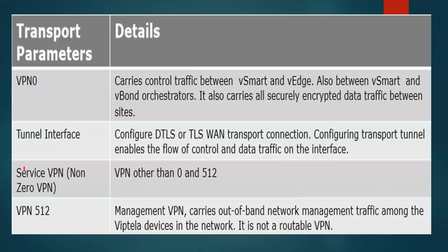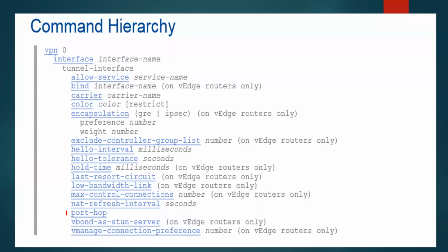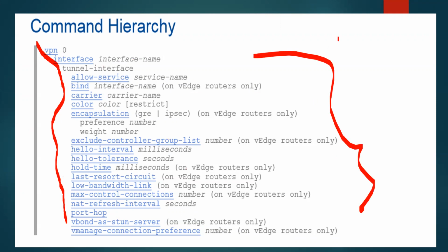Just for your reference, these are the reference slides. Later on, when we configure VPN 0 and other VPNs, you will understand more and more about this. This configuration hierarchy looks like this. Inside VPN 0, you have these many things. Again, you'll understand in the upcoming session.